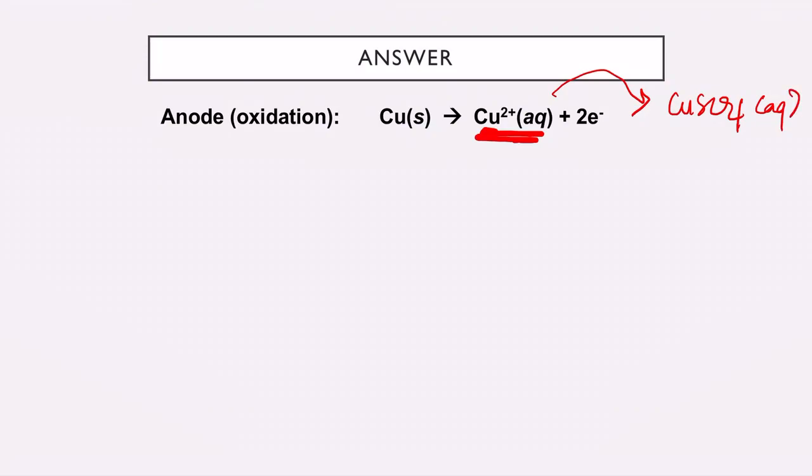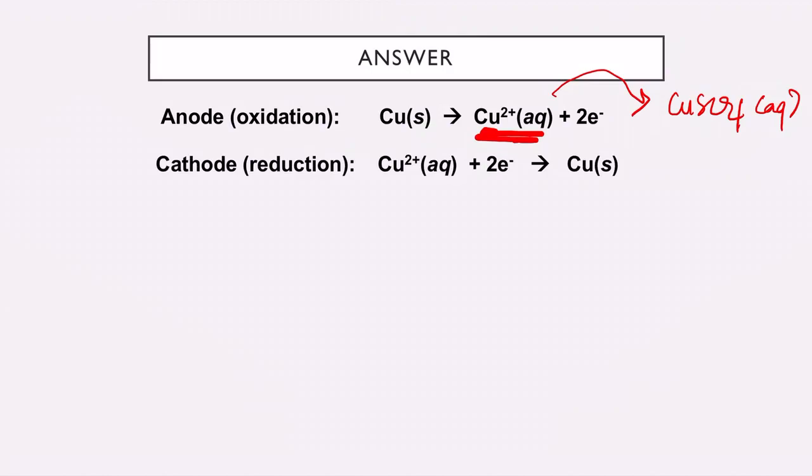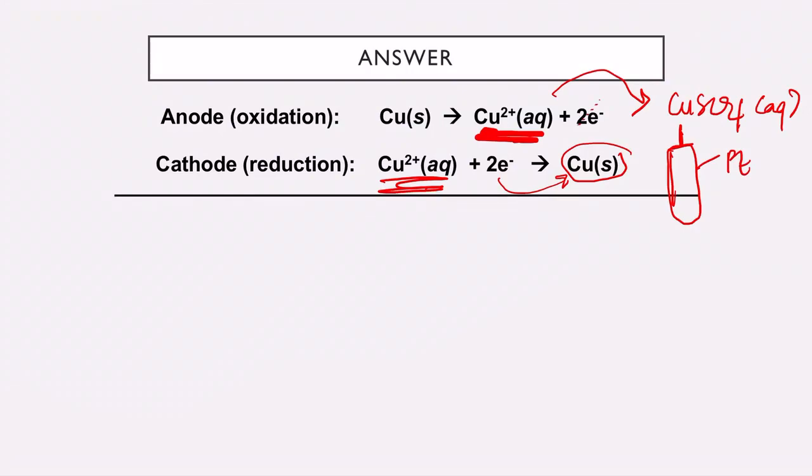lepas tu daripada dia duduk dalam copper sulfate solution tu, okay, this one here, the copper 2 plus will gain electron to form copper solid. So yang ni, this copper solid will be deposited onto your cathode. Okay, apa cathode awak? Platinum tu. So that is how electroplating works lah. You need an active electrode and whatever metal that you want to electroplate.